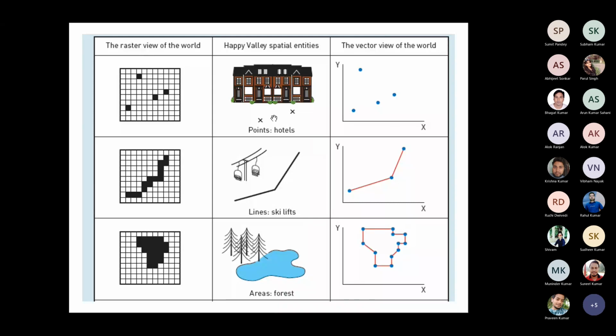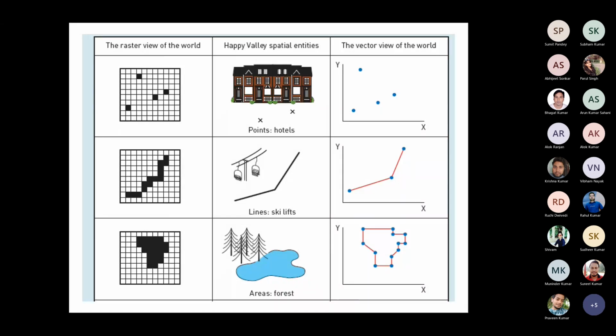In the Happy Valley example, the hotels will be represented by points. If these points are stored in raster form, they will be represented this way. This one layer will be based on one particular theme. Like when you were doing the digitization in lab, you saw that you created different files.